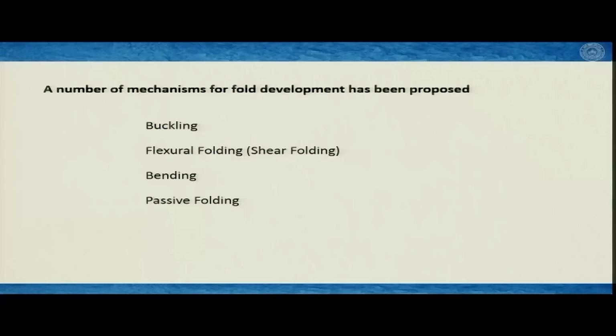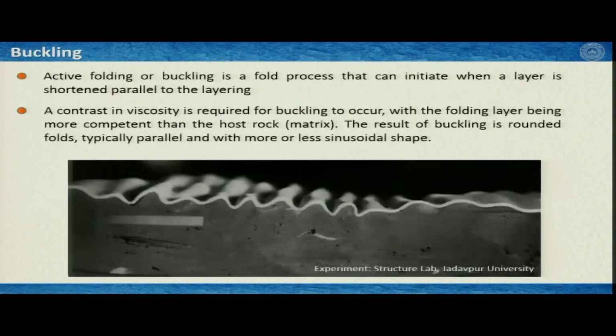Now, based on that, a number of mechanisms have been proposed to take into account the mechanisms of folding, and we will mostly discuss these 4 mechanisms. One is buckling, then we will look at flexural folding, which is also known as shear folding, then we will look at the bending mechanism of folding, and finally we will talk about passive folding. Now, first let us take into account the most common mechanism of folding, which is buckling.